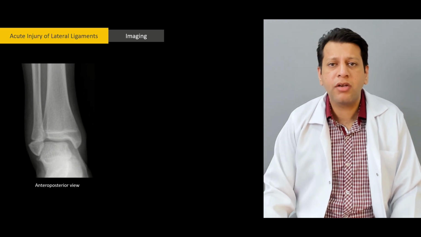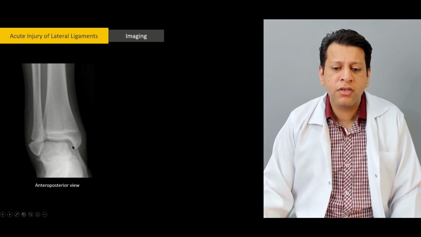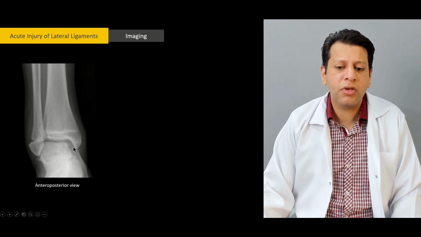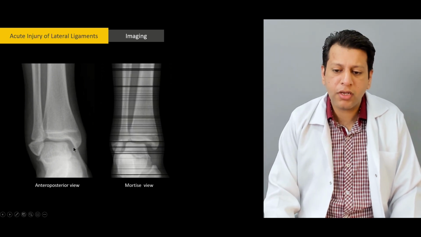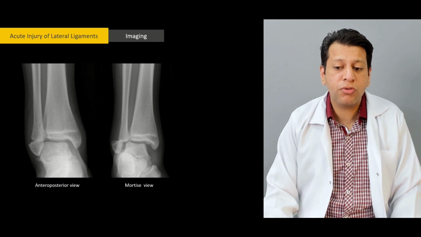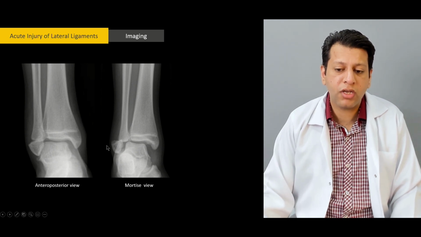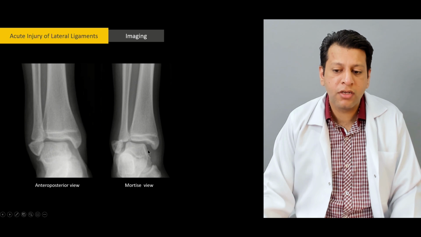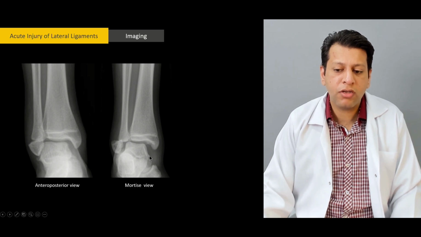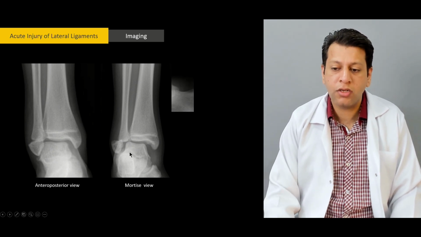If we are going for imaging, usually X-rays, if it's a simple low ankle sprain, it's normal, but it can be associated with a fracture of the lateral malleolus. The deltoid ligament may be avulsed as well, which may show increased medial clear space. There may be a mortise view which will show this kind of picture. You can appreciate the lateral malleolus is fractured, with increased clear space of the medial malleolus. There may be some other fractures as well.